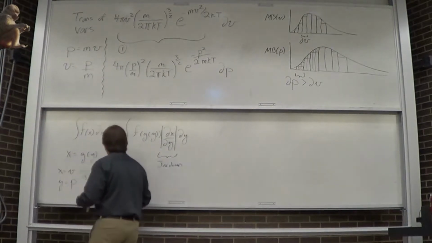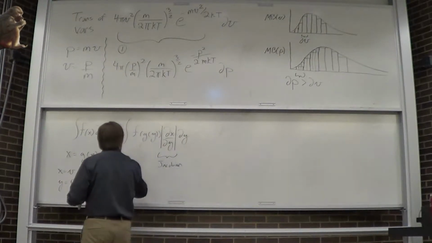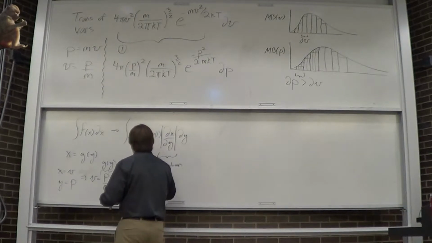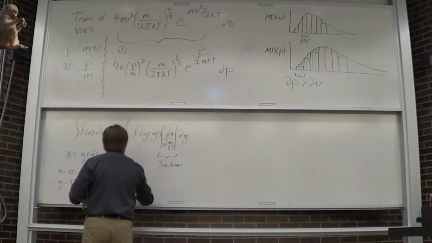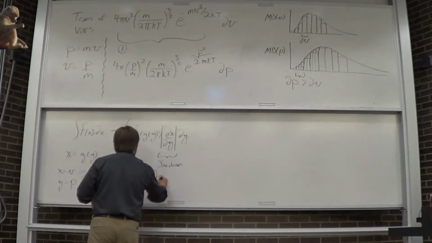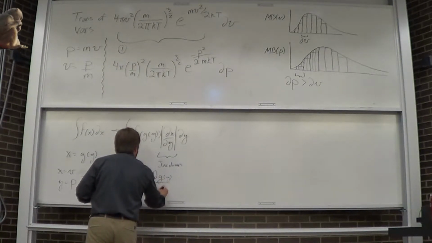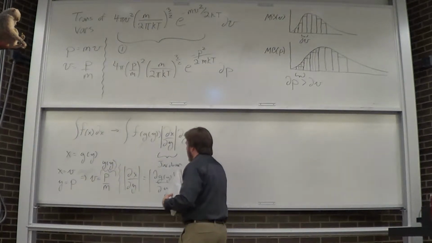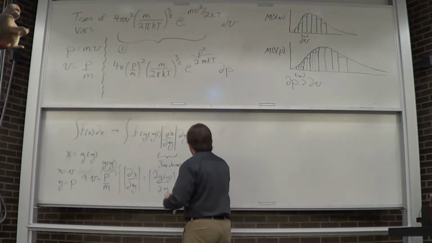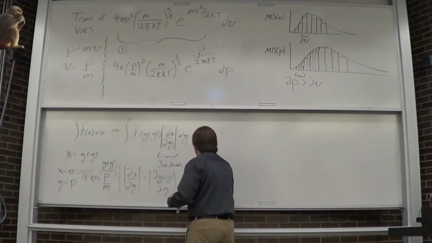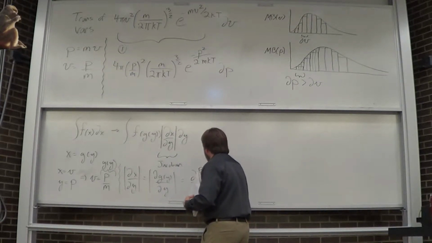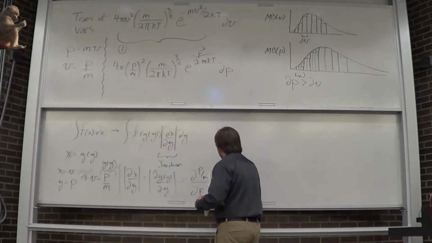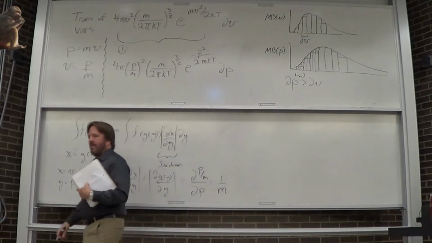Okay. The last thing you have to do is figure out the derivative of dx, dy. Technically, there's an absolute value. This is, of course, dg of y over dy. Because g of y is x. Okay, I've identified g of y. It's the change in p over m. y is, of course, p. And this is 1 over m. There we go.